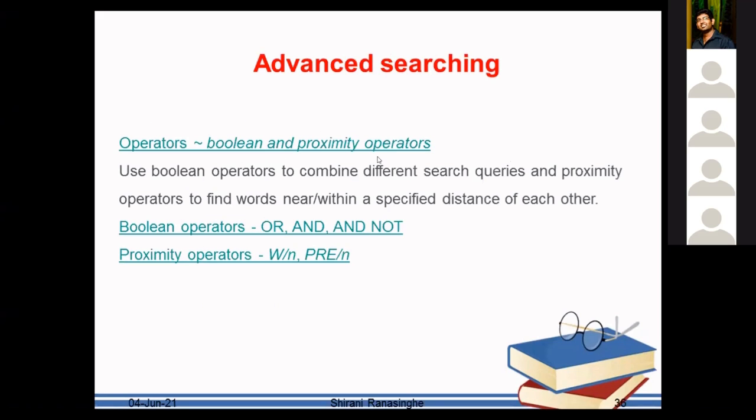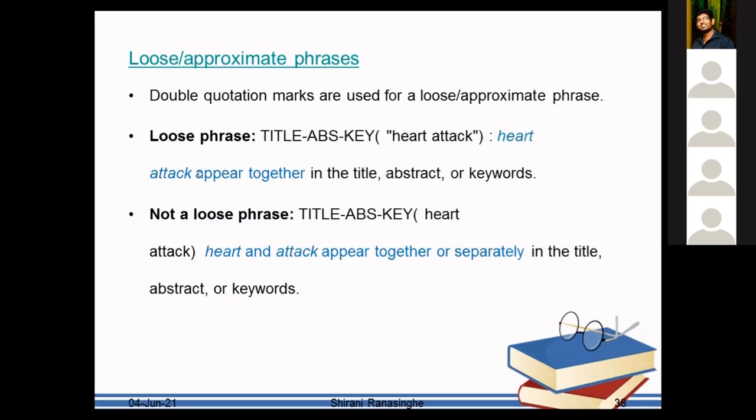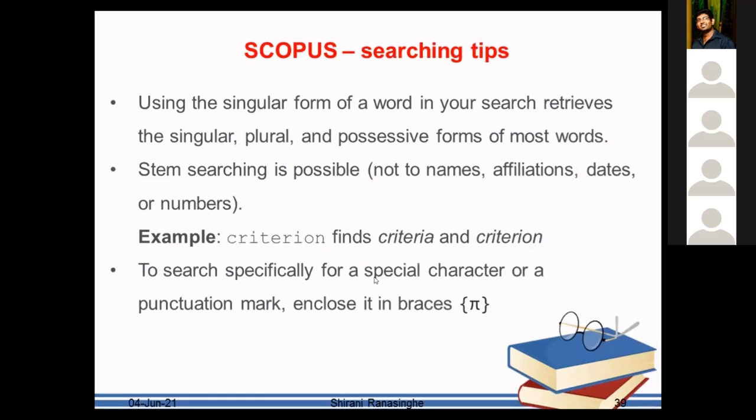You can also use Boolean and proximity operators similar to PubMed, and you can use proximity operators for near words. Phrase searching is somewhat different. To get an exact phrase, instead of double quotation marks, you have to enclose it in braces, if there is any stop word, spaces or punctuation. For a loose phrase, you can use heart attack with double quotation marks, and it will search only in title, abstract, and keywords. If we just type heart attack, it will appear together or separately in the title, abstract, or keywords. You can just try out Scopus, because due to time constraints I'm not going into details.